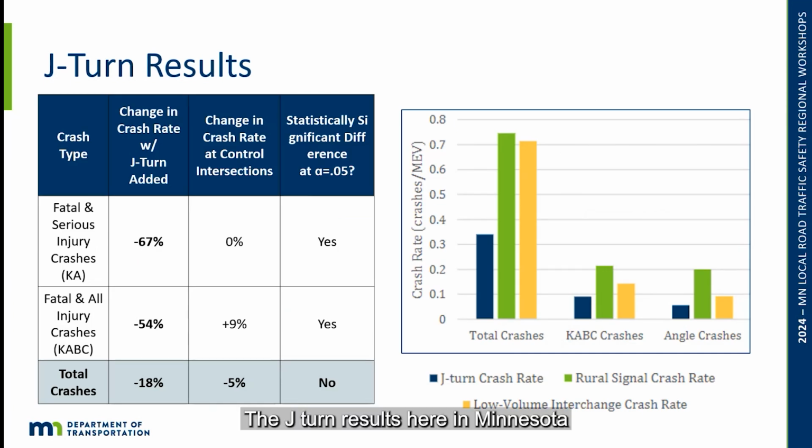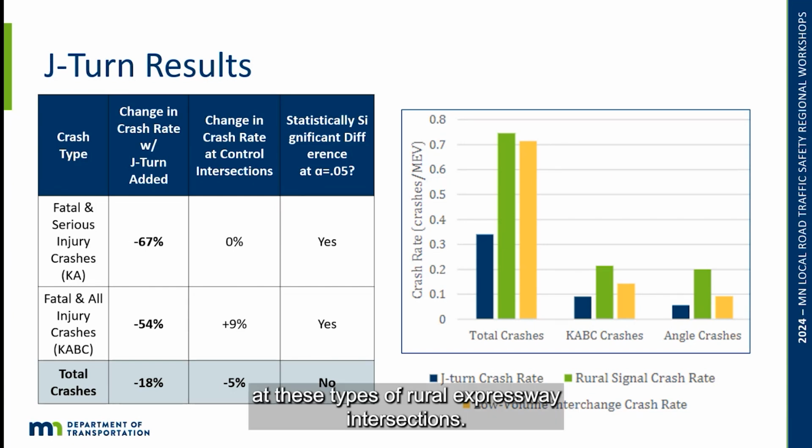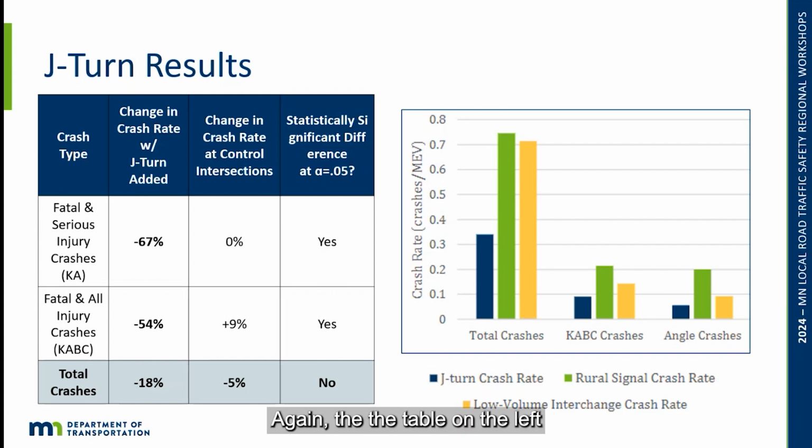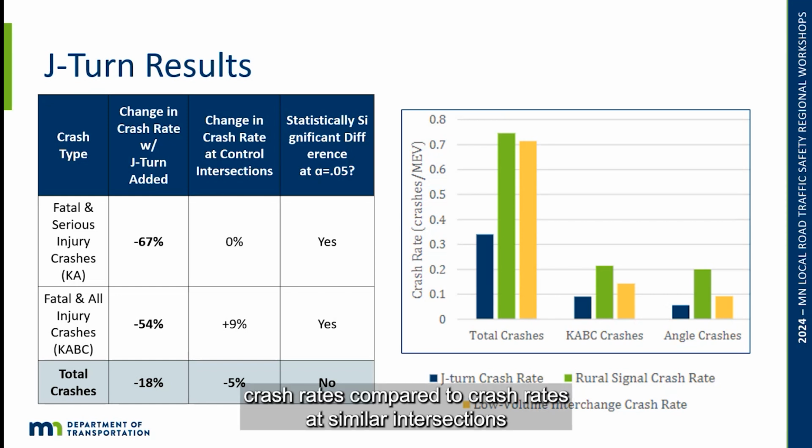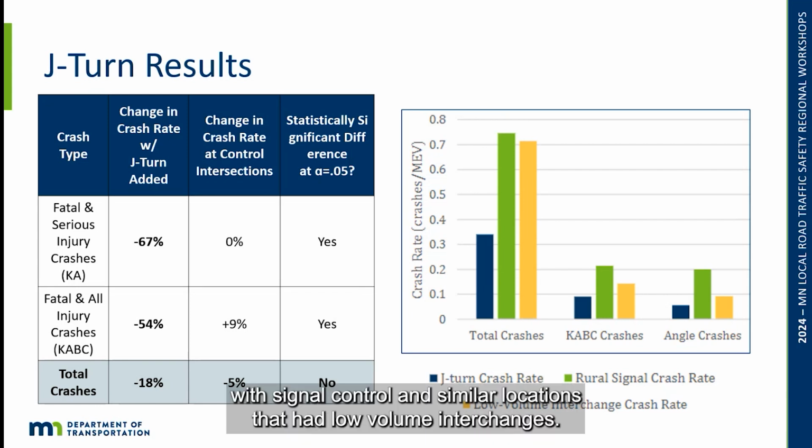The J-turn results here in Minnesota are really outstanding to show how this strategy can reduce crashes at these types of rural expressway intersections. Again, the table on the left shows fatal and serious injury crashes reduced by almost 70%, and the bar chart on the right is a comparison of J-turn crash rates compared to crash rates at similar intersections with signal control and similar locations that had low volume interchanges.